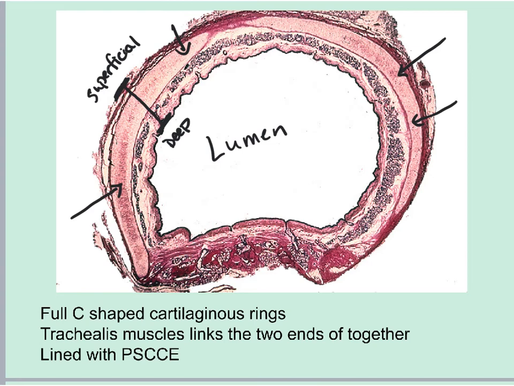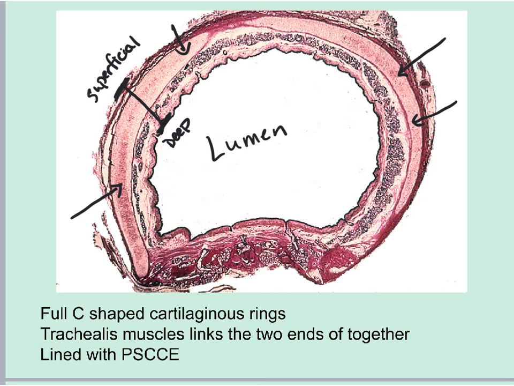That ring of cartilage goes all the way around. And so here would be the tip right here. So that's the end, and here's the other end. And spanning between those two ends, these are the strips of smooth muscle that make up the trachealis muscle. So you can see that going all the way over to the other end.